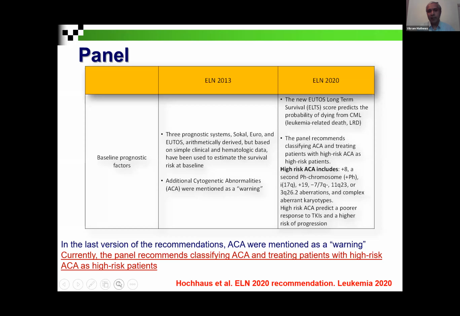I think the only shift in the current recommendations compared to ELN 2013, where it was just a warning, is that they now say if you have these, you're supposed to move the patient, even if by conventional so-called ELTS scores they come as low risk, into high risk, and approach them as high risk in terms of decision on treatment and monitoring. Nobody is expected to remember every one of these high-risk ACAs, but if you see additional ones, you want to know if this is a high-risk additional cytogenetic abnormality or not, and deal with that appropriately.